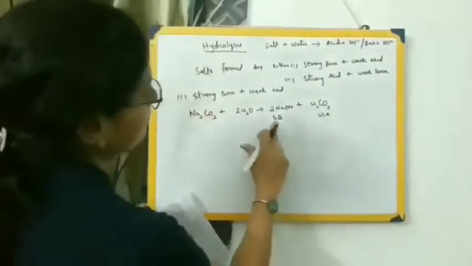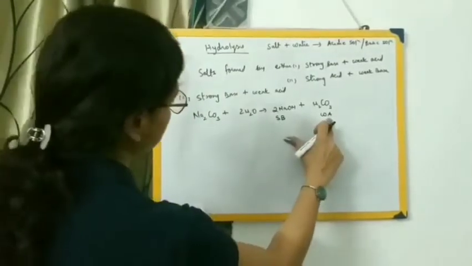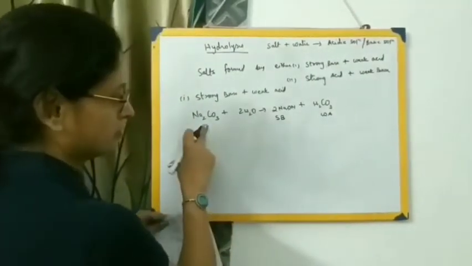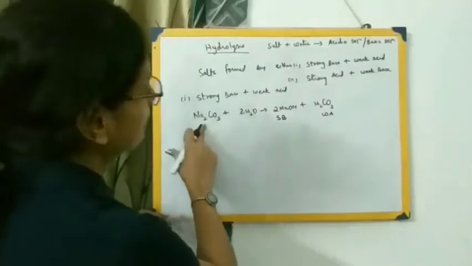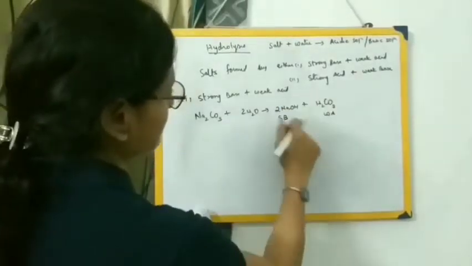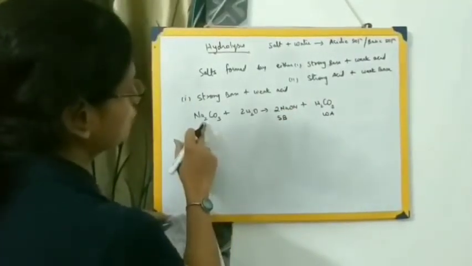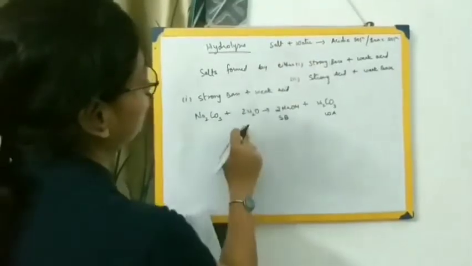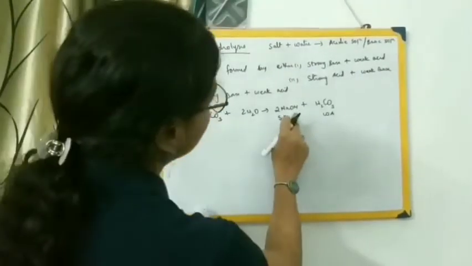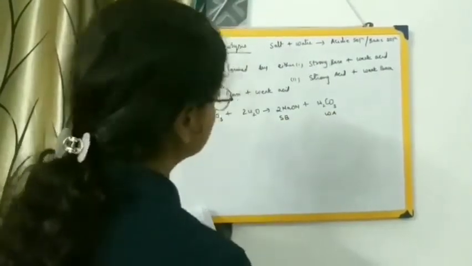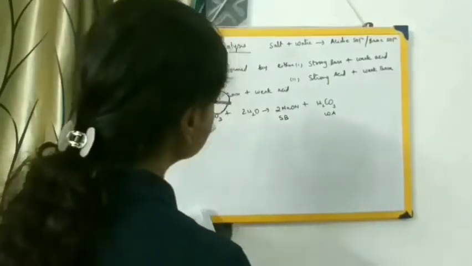So when a strong base is reacting with a weak acid, it is forming sodium carbonate. Okay? So this salt that has been formed, sodium carbonate, is then reacting with water, leading to formation of sodium hydroxide and carbonic acid. It is an example of a hydrolysis reaction.